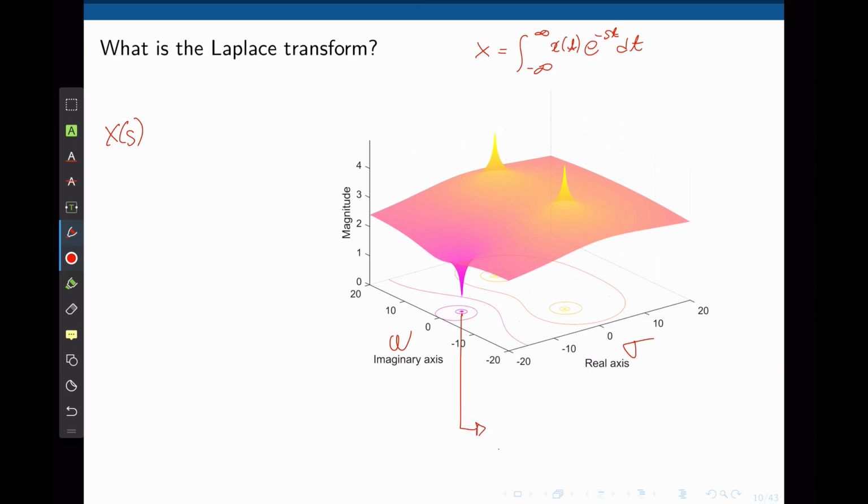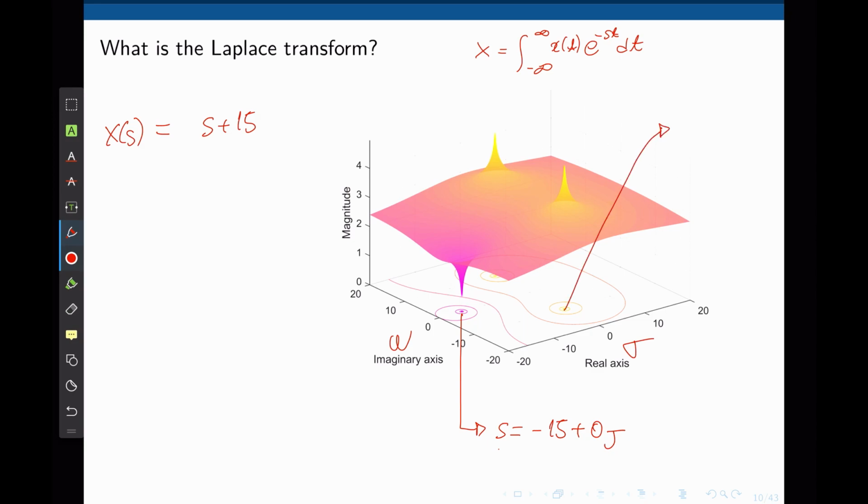Let's start by looking at this point. At that specific point, the value of sigma is negative 15, and the value of omega is 0. So S equals negative 15 plus 0j. When S approaches negative 15, the function x of S tends to 0. We can now define x of S as S plus 15. So when S tends to negative 15, x of S tends to 0, and that's what we see in this value here.